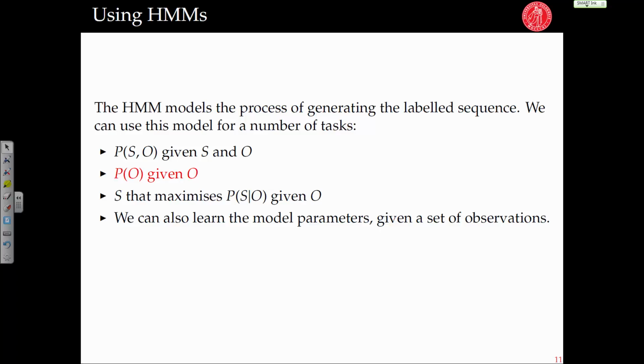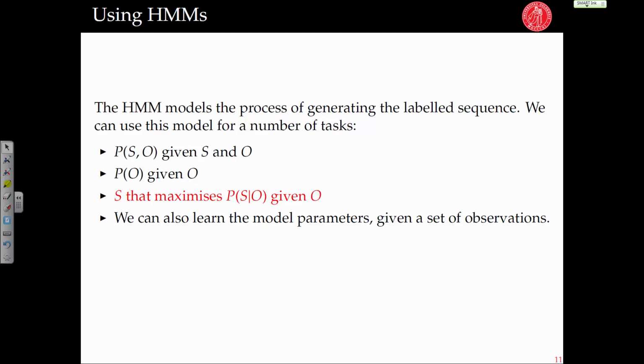And that's what we will try to do next, which is basically to use HMMs to find the sequence S that maximizes the probability of S given O. So this is basically part of speech tagging. We're given an observation sequence O, and we are looking for the sequence of parts of speech that maximizes this term here, which is the probability of S given O. So that's the task we will be working with now. But these are things that we can do.